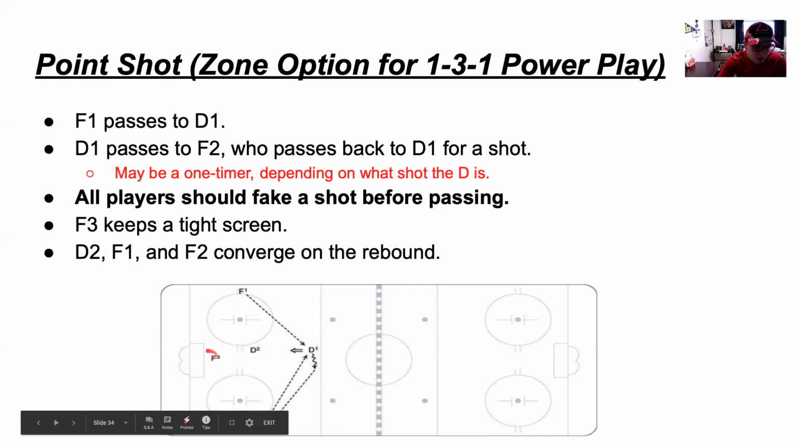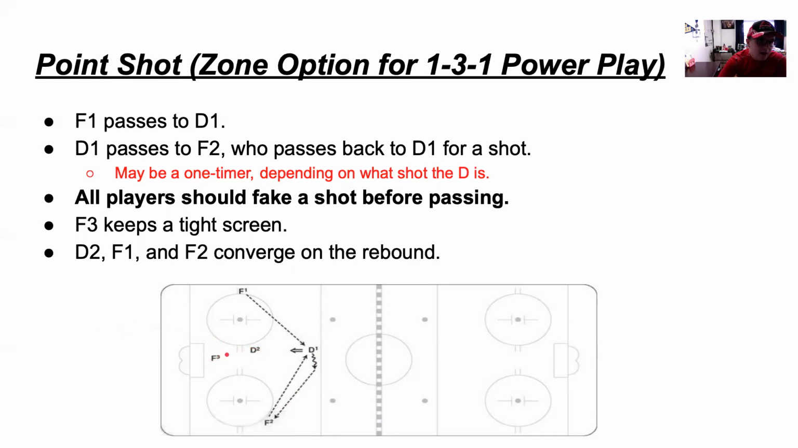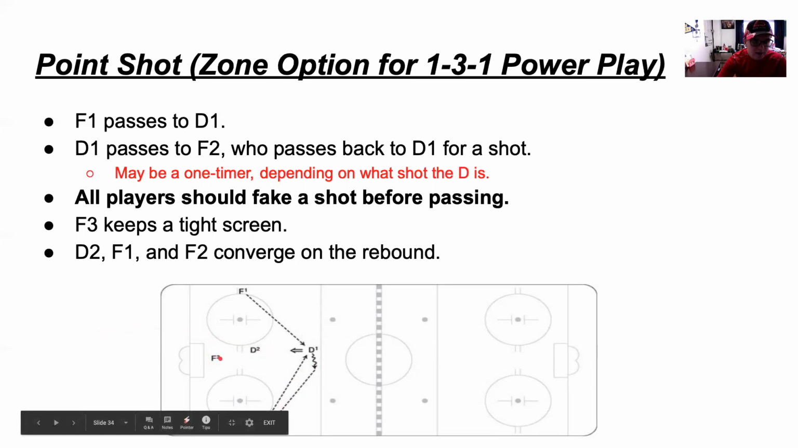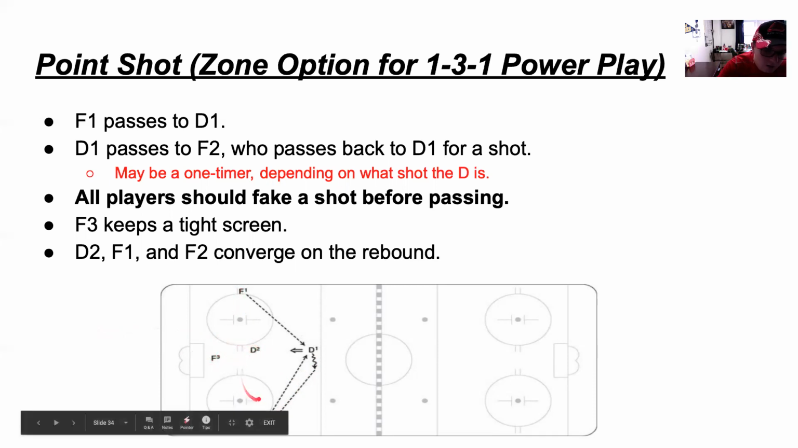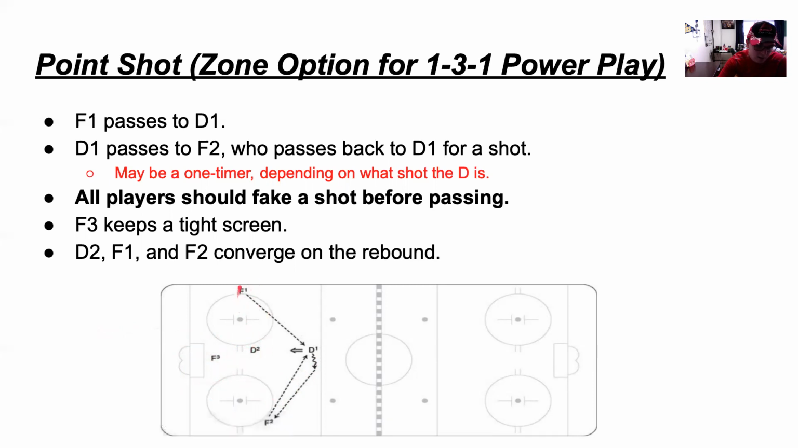And then F3, who's right here, that's our net man. So F3 must stay here and screen the goalie. And D2, F1 and F2 will converge on a rebound. F1 will come down, F3 will be here, and D2 will come down, and this F2 will come down here. Okay, so F3 doesn't want to move, stay in front of the net, and then these are rebound people right here, these F1, D2, and F2.